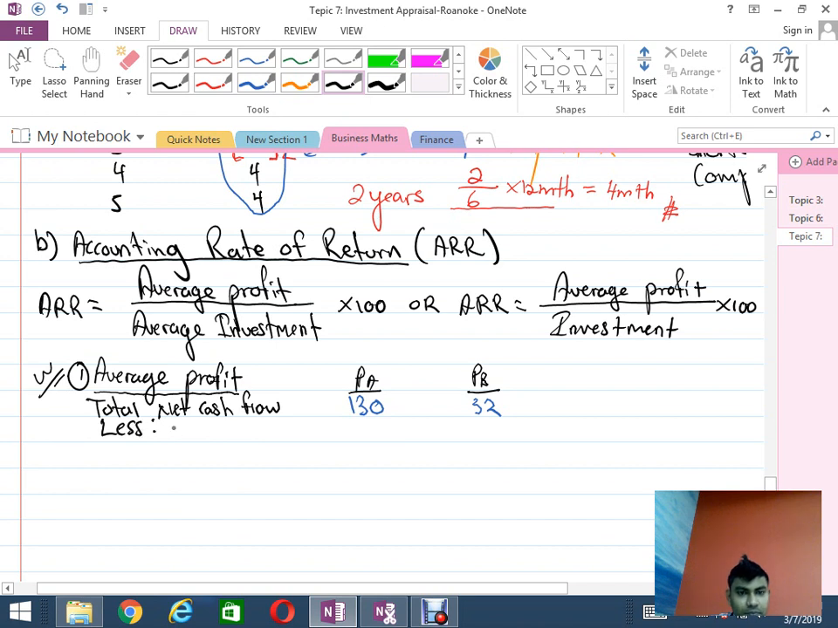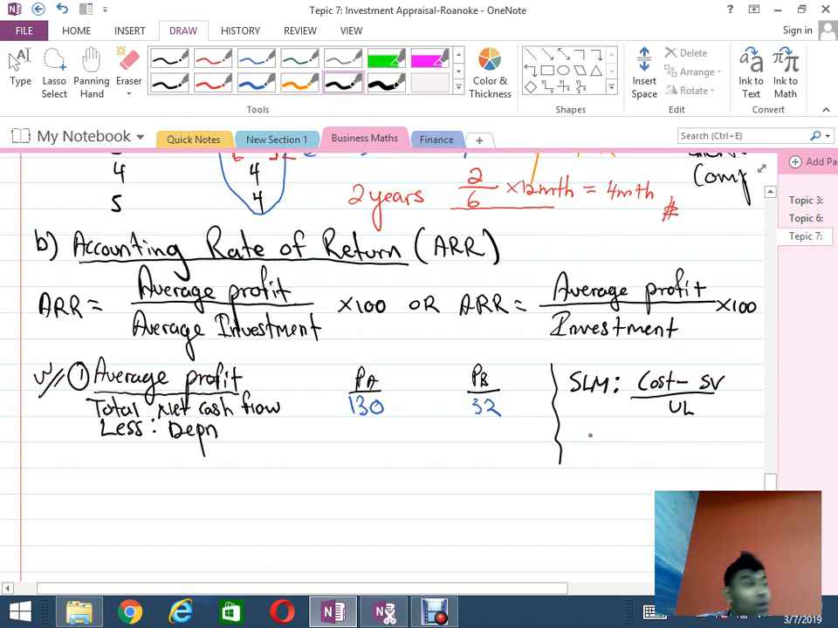Less your depreciation. Why does depreciation come in? You dispose, correct? When you dispose, you must have a depreciation. Now, the depreciation we are talking about here means straight line method, SLM. Do you guys still remember straight line method? What's the formula, guys? Cost minus scrap value divided by estimated useful life. Don't forget it.